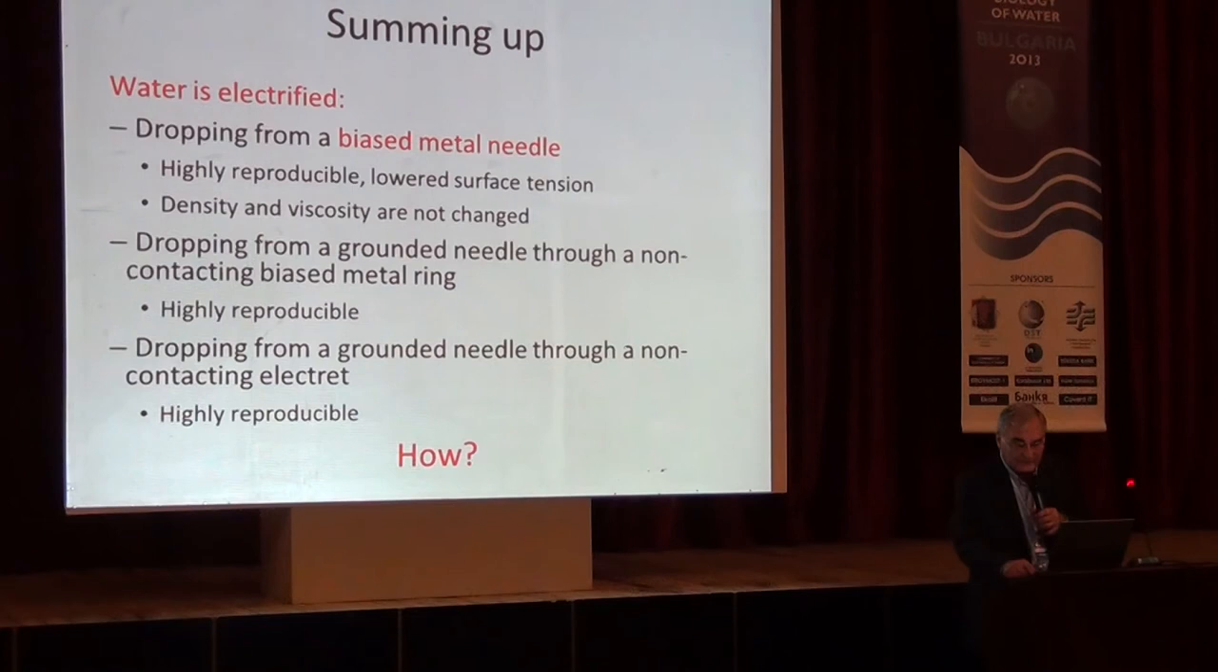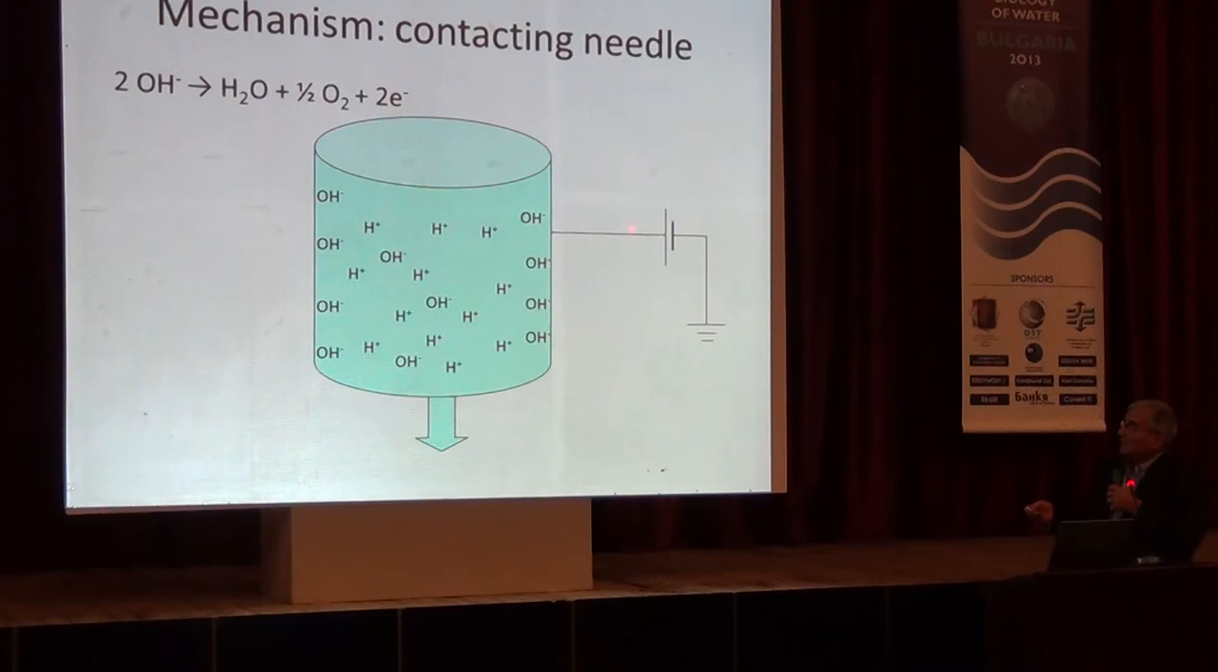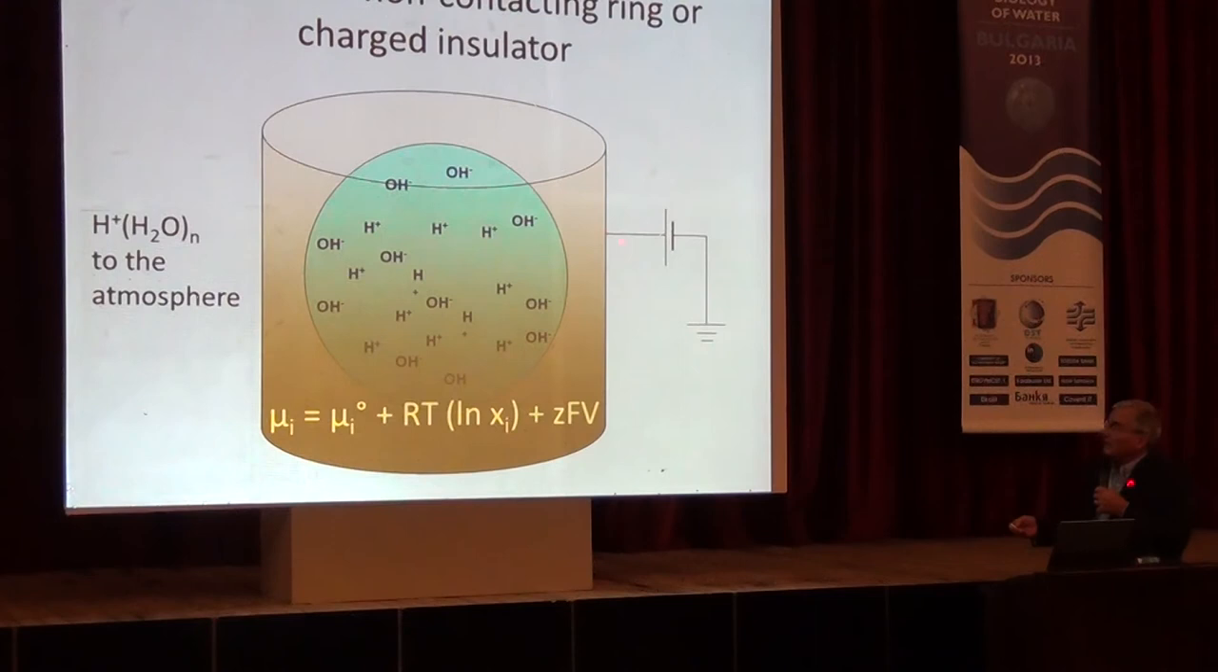Well, the mechanism that we propose is this. When the needle is biased, water passing through, minus ions are attracted to the surface. If this is positive, they are discharged. Then water flows with excess protons, and vice versa. So in this case, water comes out positive when the needle is positive. But when water passes through without contacting the metal, then we don't have the possibility for direct electron transfer, but we have the possibility for exchange of ions with the atmosphere, with the water following the electrochemical potential equation.